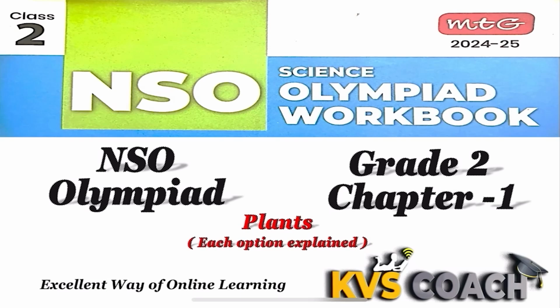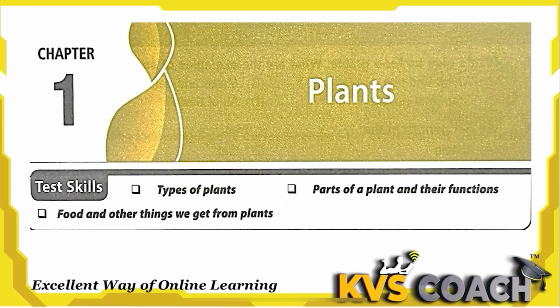Hello dear kids, we are going to start the NSO Science Olympiad workbook from grade 2, chapter 1. The chapter name is plants. So let's start. In this chapter we are going to discuss types of plants, parts of plants and their functions, food and other things we get from plants. So let's check.